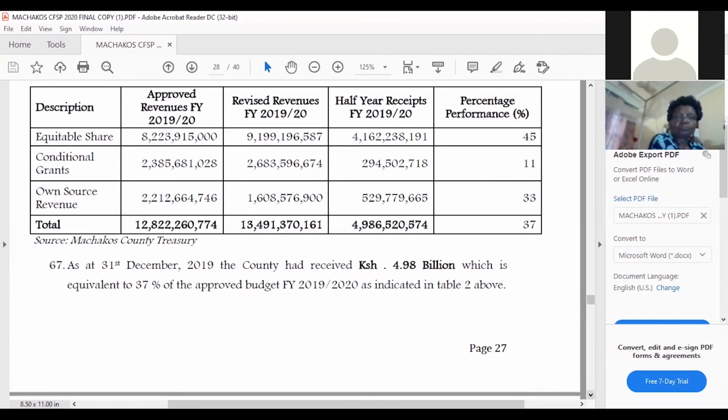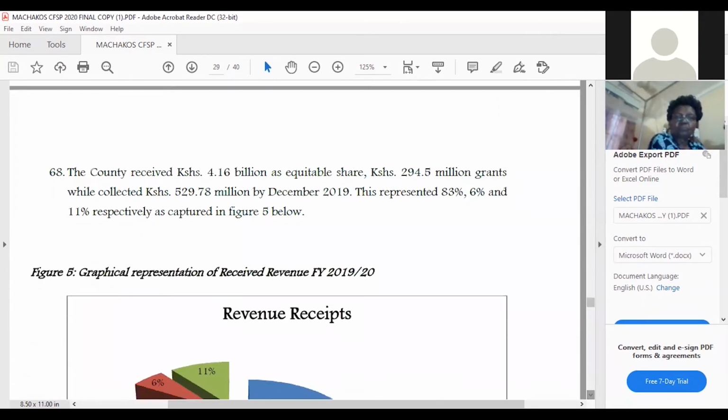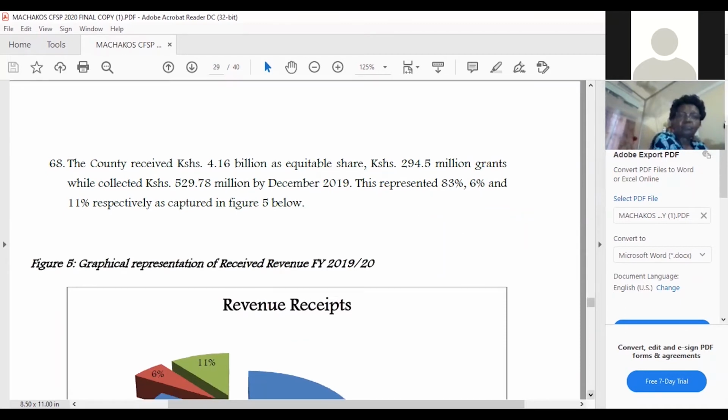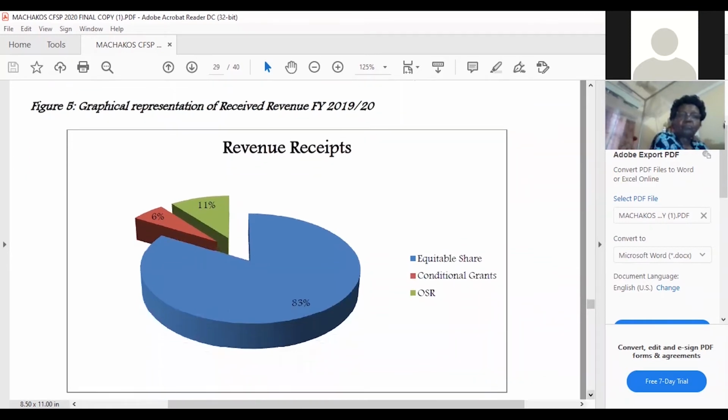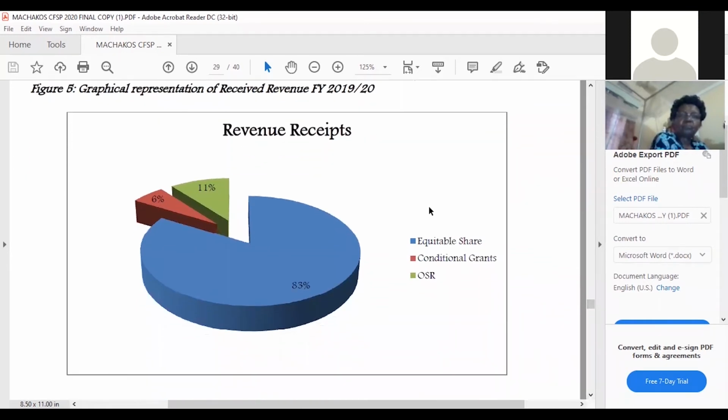All right. So the county received 4.16 billion as equitable share, 294.5 million in grants, while it collected 529.78 million by December 2019. So this represents 83%, 6%, and 11% respectively. This is a graphical representation of received revenue for financial year 2019-2020, so you can see the revenue receipts.